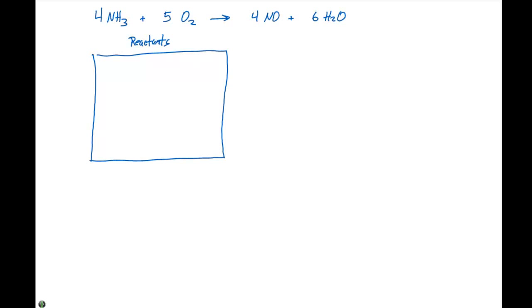And in this container, I'm going to represent oxygens with clear open circles. So we have 5 O2 molecules over here. So when we have each of these molecules, that's going to give us 10 oxygen atoms.